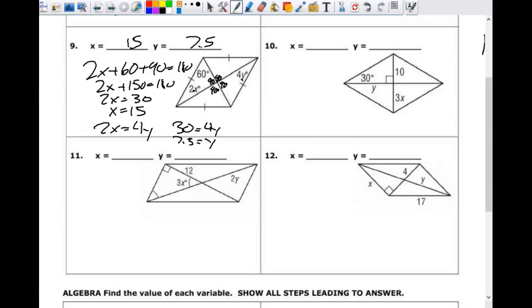This one's tricky. You can try to do this one on your own. If you get it, I'll give you bonus. This one's tricky. All right. In the meantime, though, stop the lesson.